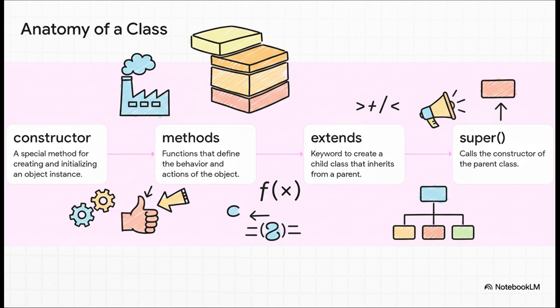Methods are the functions that define what the object can do. The extends keyword is how we create a child class that inherits from a parent. And super is absolutely crucial. It calls the parent class's constructor, making sure the parent is all set up before the child starts adding its own stuff. Without it, you get an incomplete object, and trust me, you'll get bugs.